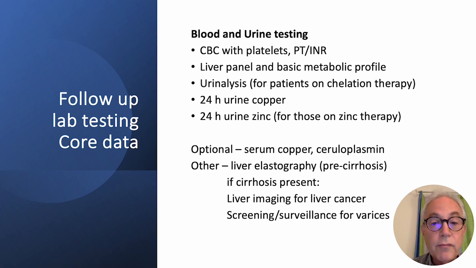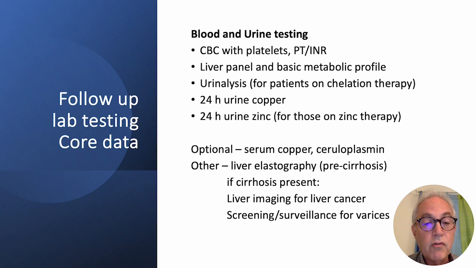Follow-up lab testing that should be performed at intervals includes blood and urine testing, and this includes blood counts with platelets, prothrombin time and the normalized prothrombin time, INR, liver panels and basic metabolic profiles, urine analysis for patients on chelation therapy, and 24-hour urine copper. And for those on zinc therapy, you can measure zinc in the same specimen, and that just would be reassuring for the absorption of the zinc as well. Other optional measurements include serum copper and ceruloplasmin, and elastography in patients who've had it before to see that it is not changing, especially if the patient does not have advanced fibrosis or cirrhosis.